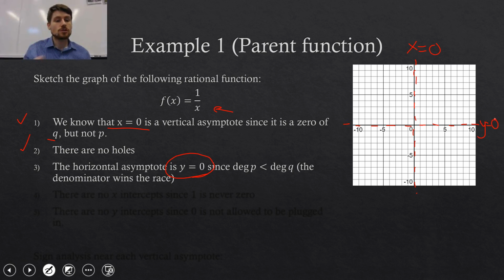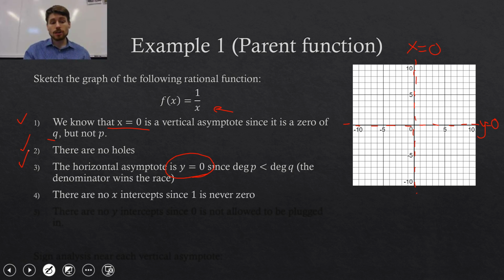All right, so I drew those as dashed lines because they're not actually on our graph. They're just guides for graphing the rational function 1 over x. So don't draw them in as complete lines because they're not actually on our graph.